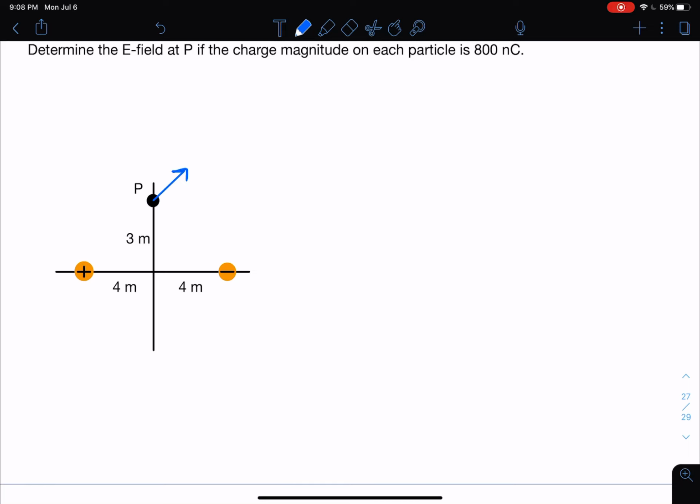Now for the negative charge, the E field still radiates, but instead of radiating outward, it radiates inward. And so consequently, here's the line that matters. And the line I want to draw is parallel like so.